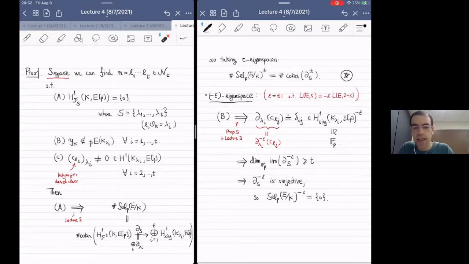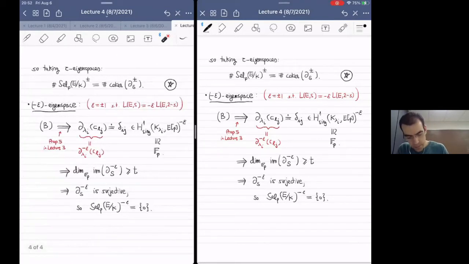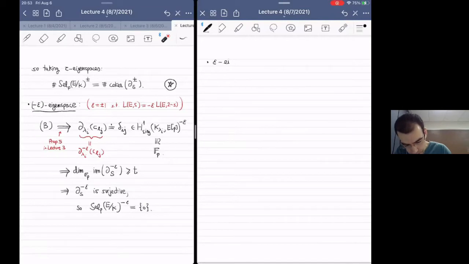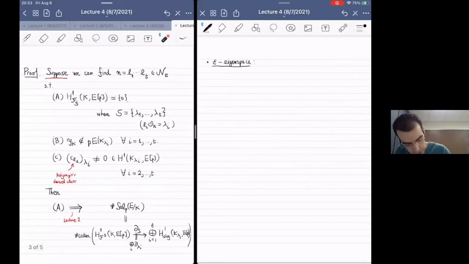So it remains to look now at the epsilon eigenspace. Now we're going to use property C, which we haven't used yet. C is telling us, again by the work we did yesterday, that the residue at lambda_i of the classes indexed by two different primes, we're going to look at c_l_1 and c_l_j, where j is going to run from 2 to t because we need to take different primes. Again, we're going to get something which is a non-zero multiple of the Kronecker delta: 0 if i is not j, and 1 otherwise, again as classes in the singular quotient for lambda_i.